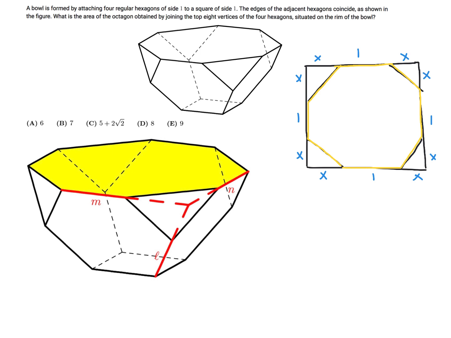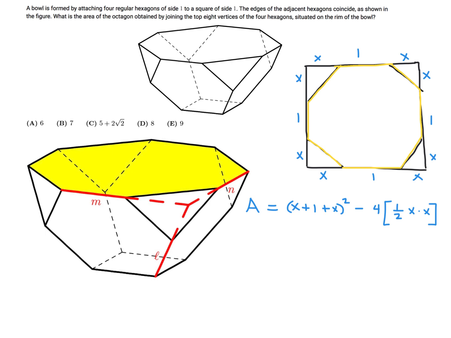Okay, so the area of this octagon is pretty straightforward. It would basically be the area of the square, which is (x plus 1 plus x) squared, minus these 4 triangles. And each of those 4 triangles would have an area of 1/2 base times height, with the base being x and the height being x. Okay, so this is the area. Now the problem is we don't know x. If we have x, then of course we can figure this out.